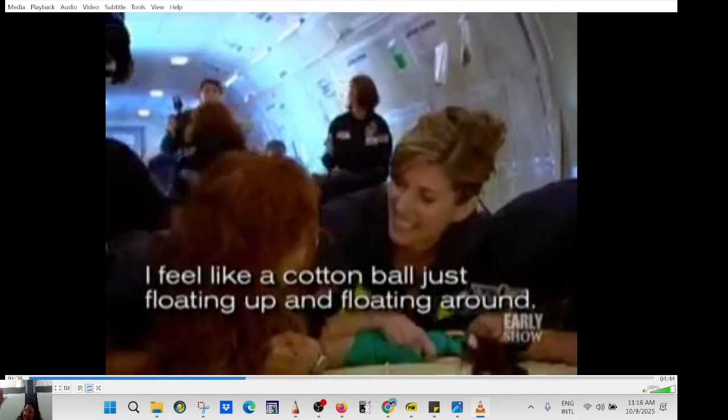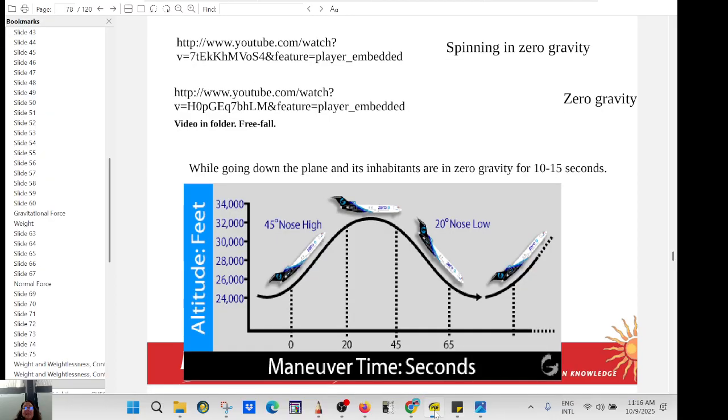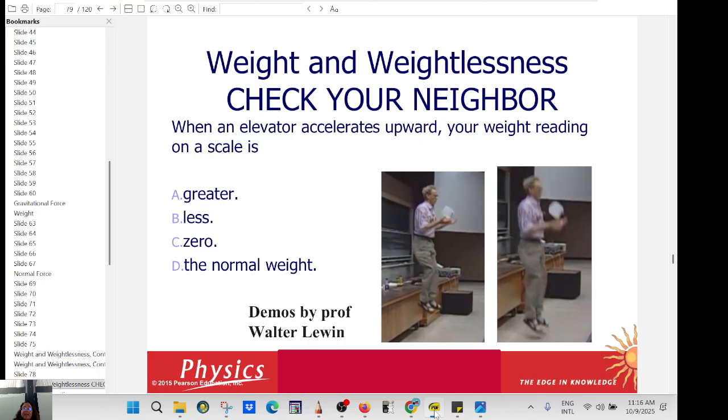So when they take up, when they go up, they feel very heavy. So heavy, they cannot lift themselves, right? So that's cool. And I think it's called zero gravity airplane. I don't know, but I think you can. You have to pay for it, right? Okay. So if an elevator accelerates upward, what? Greater, very good, right?